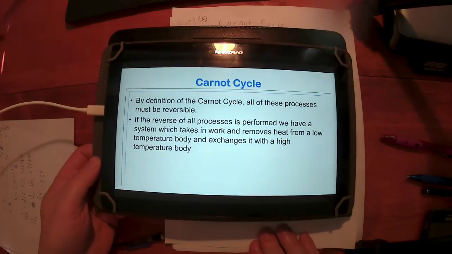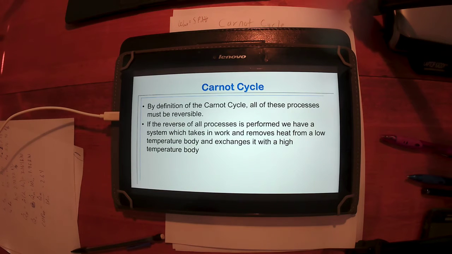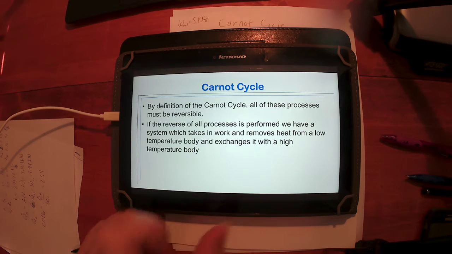But it was one of the first examples of a reversible cycle that shows up in the literature. And it became kind of the limit, one of the first best case scenarios of an engine that shows up in the literature. Right? Because by definition of the Carnot cycle, all these processes must be reversible.